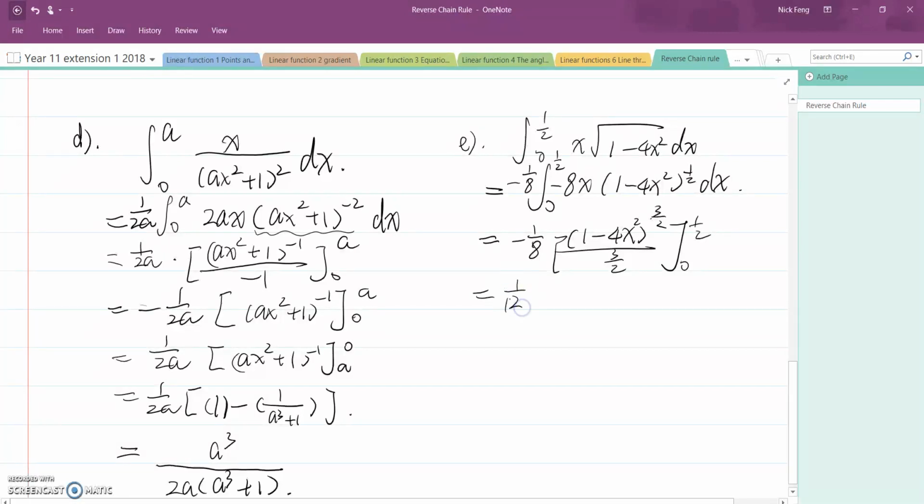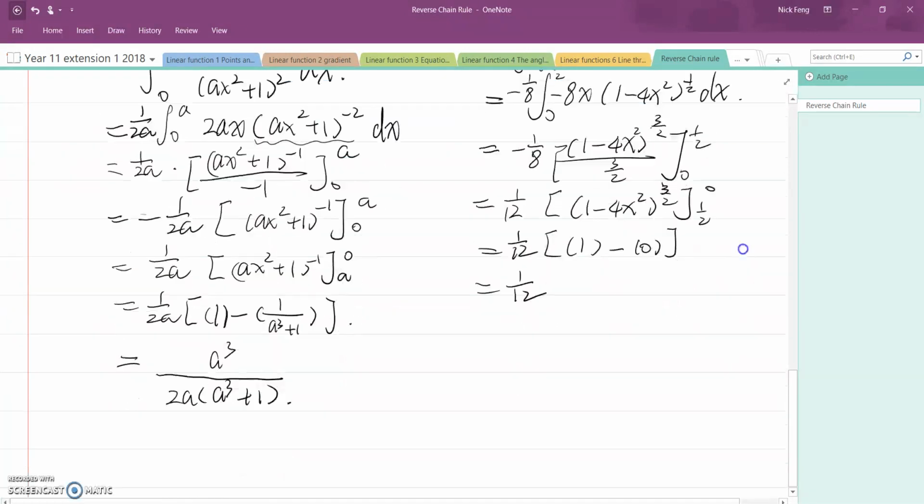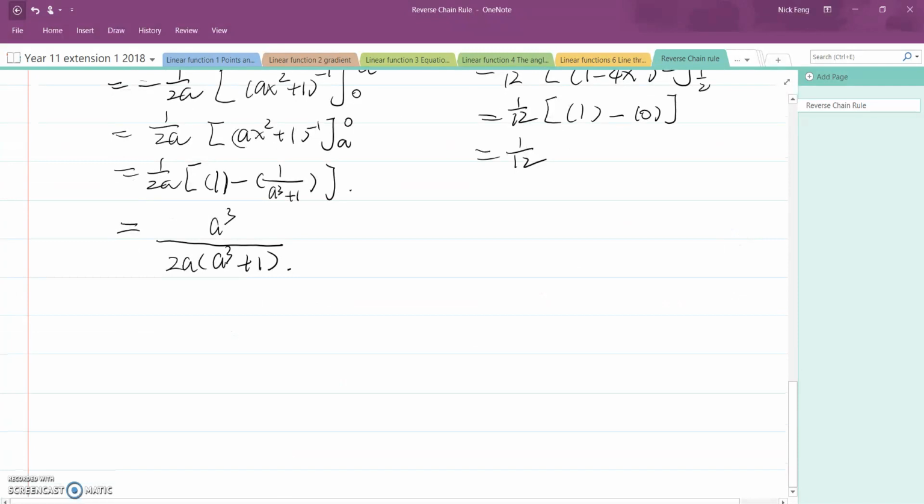So we'll swap the boundary again. That's (1 minus 4x squared) to the power of 3 on 2, by swapping boundaries from half to 0, instead of 0 to half. Sub 0 in, that's 1. Sub half in, that is half squared times 4, 1 minus 1, 0. And that gives you 1 on 12. Right? Let's do one last one.